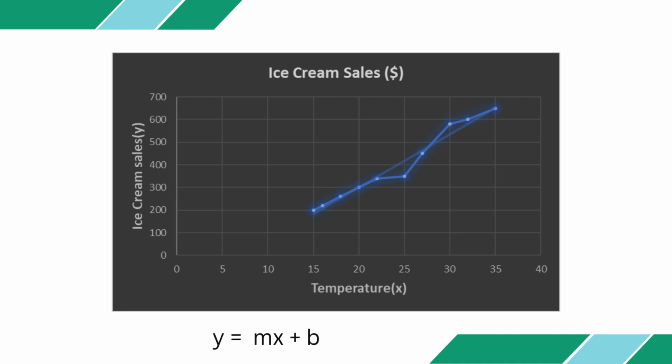It defines a straight line where sales is the amount of ice cream sold, temperature is the independent variable, m is the slope of the line, and b is the intercept. During training, the algorithm adjusts m and b to find the line that fits the data best by minimizing errors. Error is the difference between the actual sales and the predicted sales on the line. Once training is complete, the model can use the temperature to predict ice cream sales.